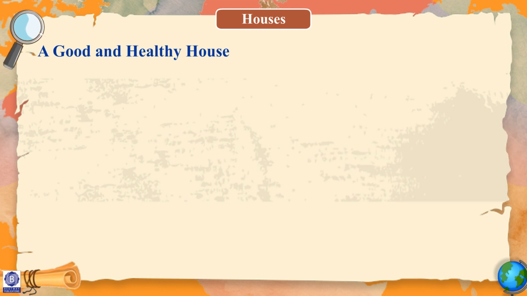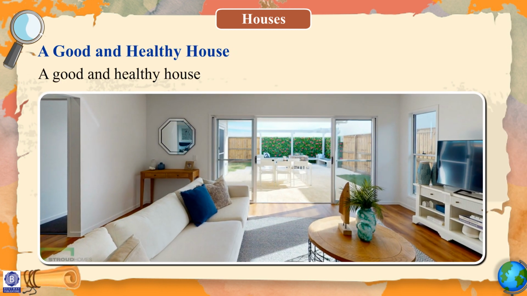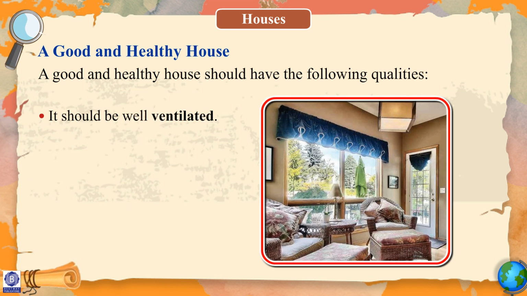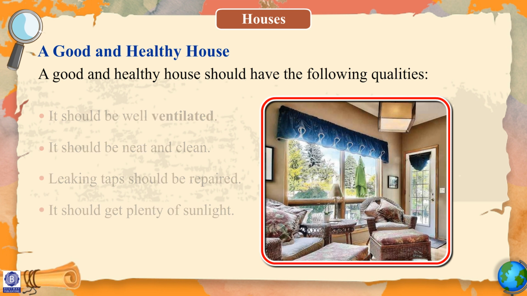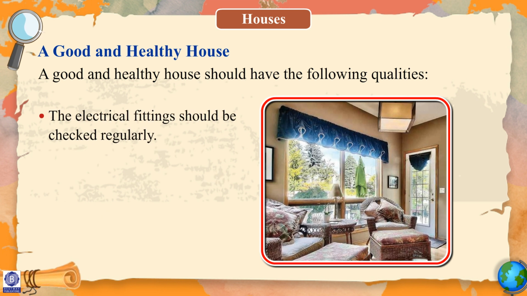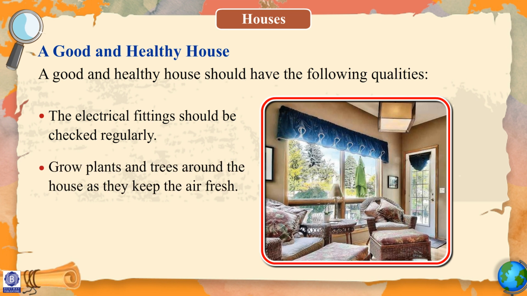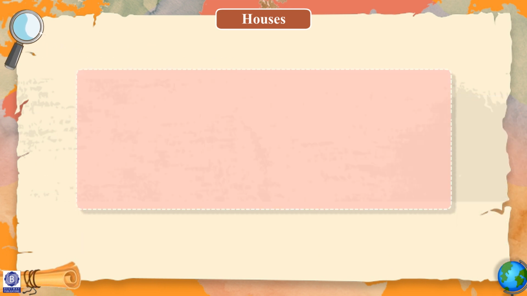A good and healthy house. A good and healthy house should have the following qualities. It should be well ventilated. It should be neat and clean. Leaking taps should be repaired. It should get plenty of sunlight. The electrical fittings should be checked regularly. Grow plants and trees around the house as they keep the air fresh.